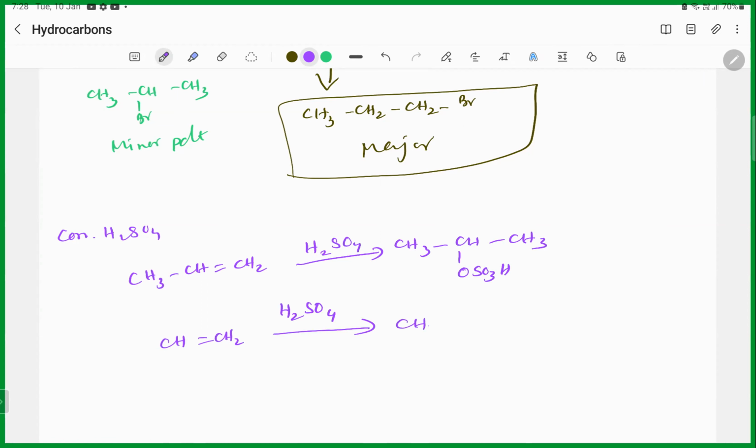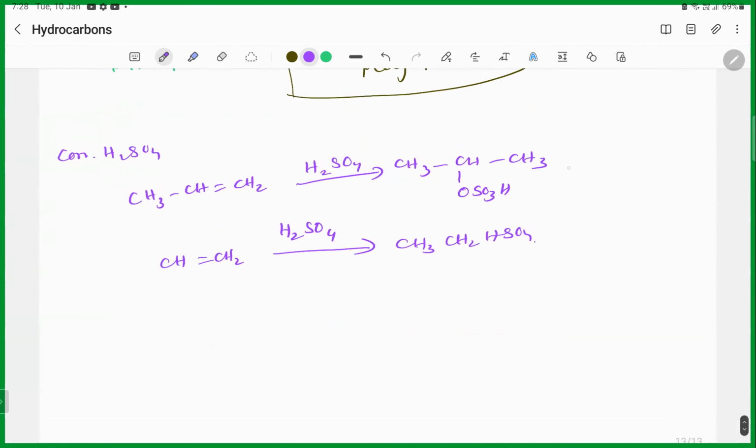It will give CH3CH2HSO4, ethyl hydrogen sulfate. When it is isopropyl hydrogen sulfate, when you are hydrolyzing, it will cleave this. It gives CH3CH(OH)CH3.